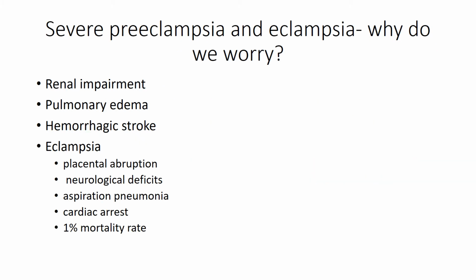Why do we want to address severe hypertension and severe preeclampsia so quickly? The consequences for the patient can be devastating. Renal impairment, including the need for dialysis, is possible. Pulmonary edema can require mechanical ventilation and an ICU admission. Severe hypertension, especially severe systolic hypertension, can cause hemorrhagic stroke. If that happens, half of the women will suffer permanent disabilities, while the remaining half will die.